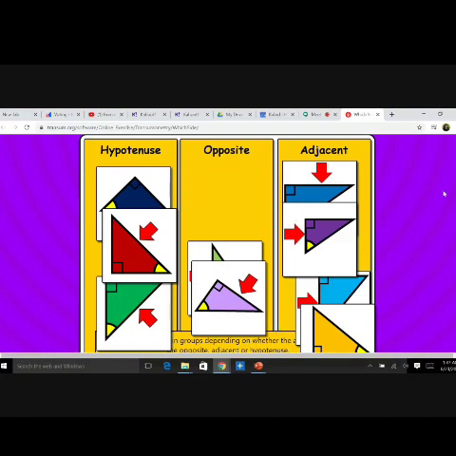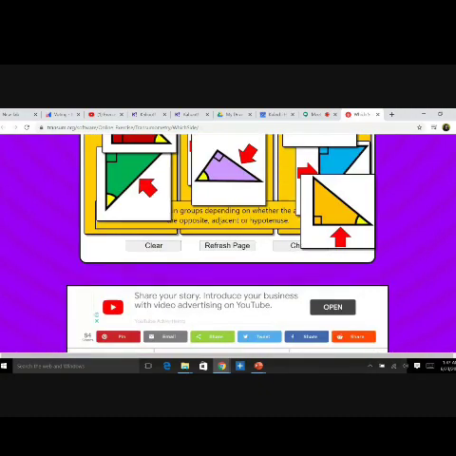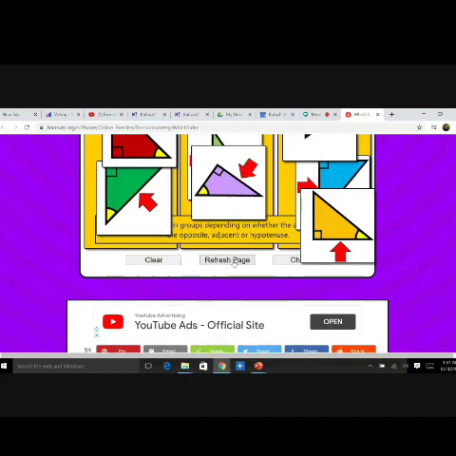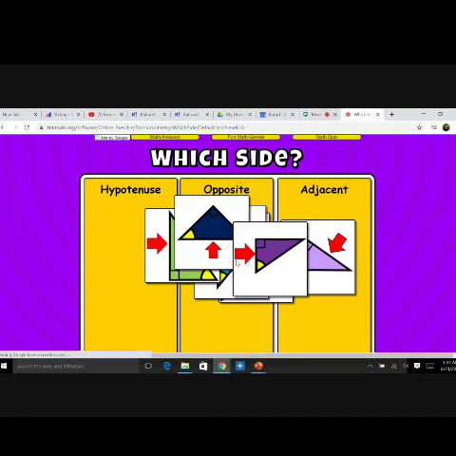After finishing off, we can refresh the page and we can start again. We can clear off everything, or we can refresh the page and you get again a different set of figures. So this can be played by the students in the class itself. You can give the link to them and they can all arrange it and share their screens with you.